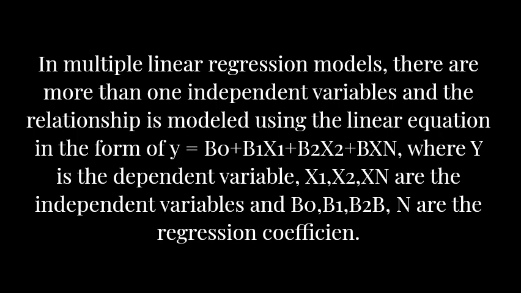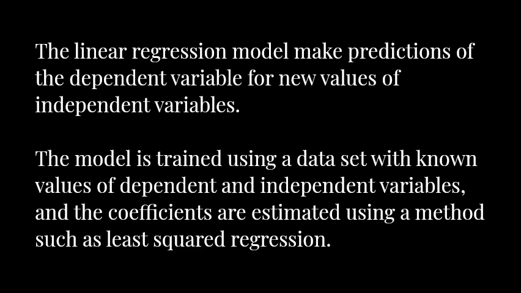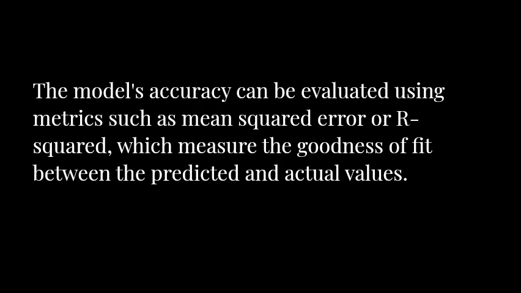The linear regression model can be used to make predictions of the dependent variable for new values of the independent variables. The model is trained using a data set with known values of the dependent and independent variables, and the coefficients are estimated using a method such as least squares regression. The model's accuracy can be evaluated using metrics such as mean squared error or R-squared, which measure the goodness of fit between the predicted and actual values.